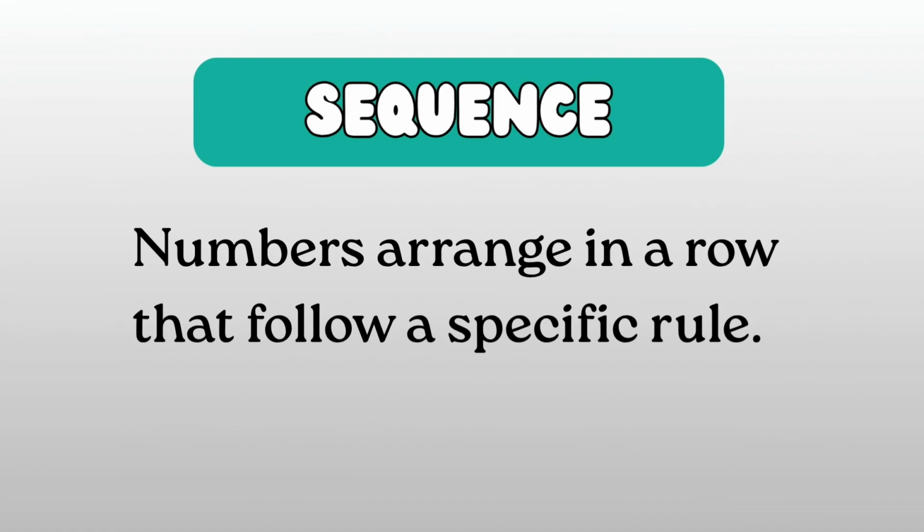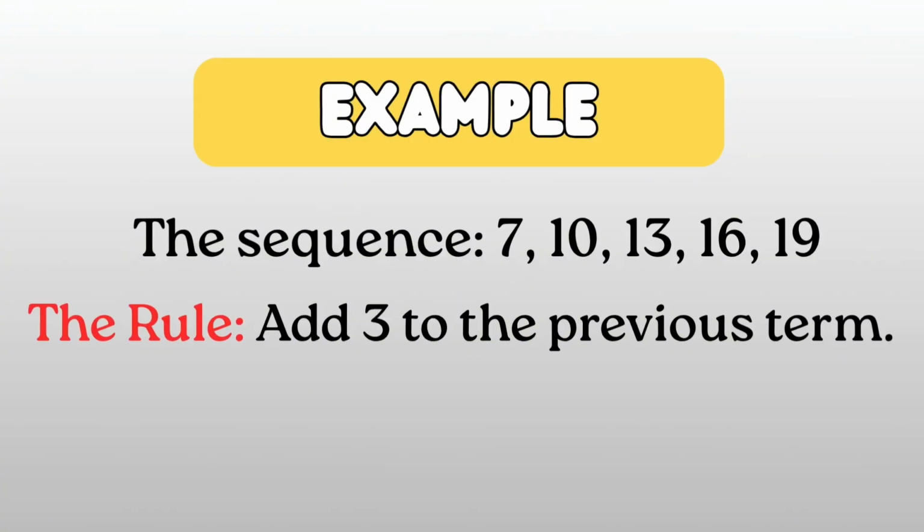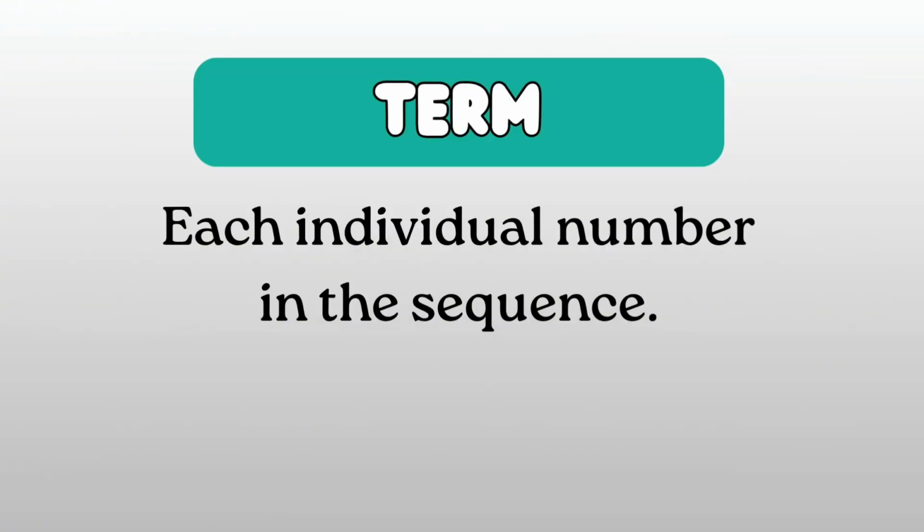Next, we have a sequence. A sequence is when numbers arranged in a row follow a specific rule. Look at the sequence 7, 10, 13, 16, 19. The specific rule here is that we add 3 to the previous term.